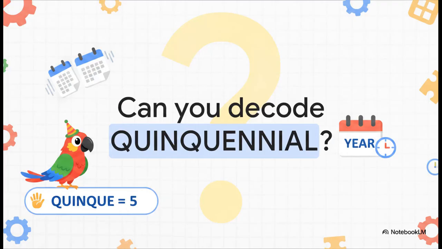Okay, detectives, it's challenge time. I'm pausing this explainer right here. Put down your pencils and focus up for a second. Can you decode this terrifyingly long word, QUINQUENNIAL? Here's your clue. QUINQU means 5, and you already know ENN means year. So, what does the word mean? Just think about it for a second.